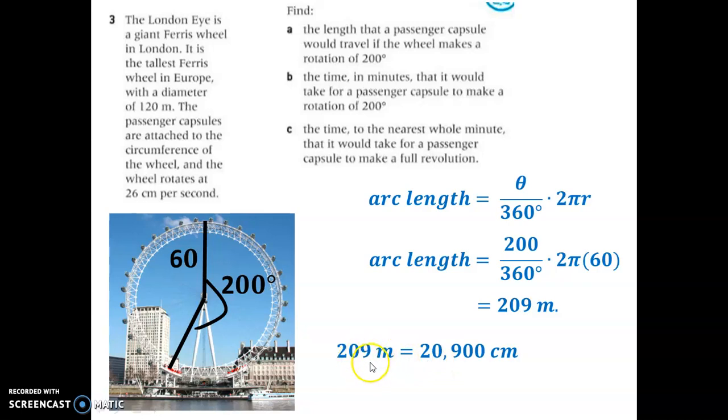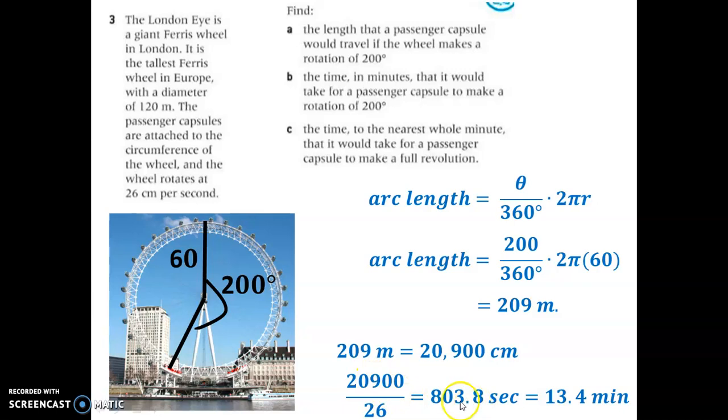209 meters times 100 gives us 20,900 centimeters. Now we know the capsule has traveled that many centimeters, and we know it takes 1 second for this many. So we're going to divide this number by 26, and we're going to see basically how many seconds that is, because if we take the whole distance divided by this 26, we find out that's 803 seconds, because 803 of these are in that.